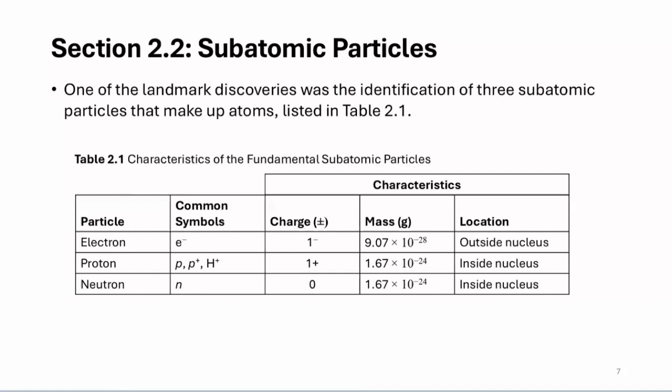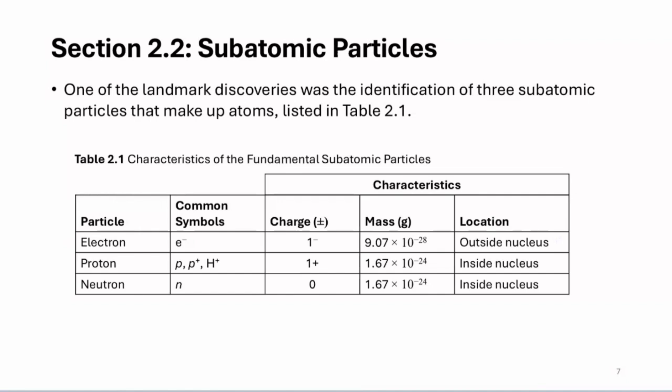We can observe that these subatomic particles include electrons, for which the common symbol is an E with a negative sign. Electrons have a -1 charge. When it comes to their mass, you can see that it is 9.07 times 10 to the -28. And by now we know that electrons live outside the nucleus of an atom.